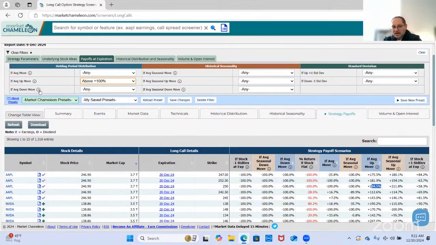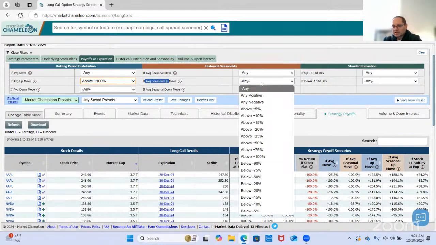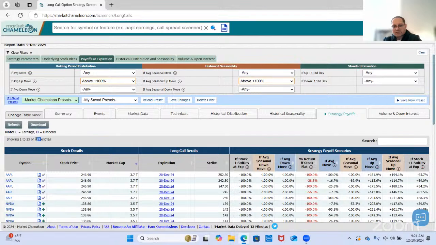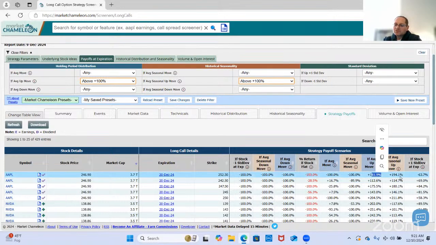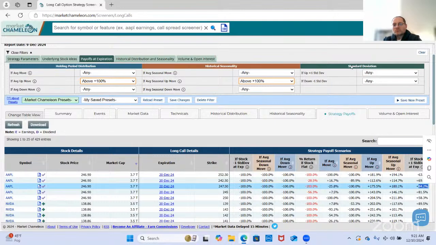We could also do that for the seasonality. If average seasonal up move, we want to at least double, above 100%. So you can see it keeps narrowing down. You have like 10,000 observations. So Apple's still up there. You have these two. What if we wanted the same thing on a 1 standard deviation move?